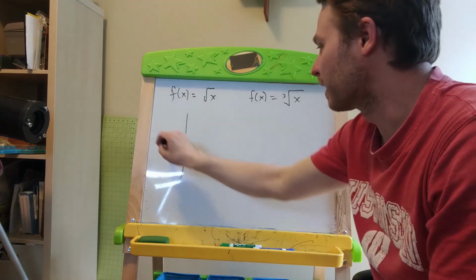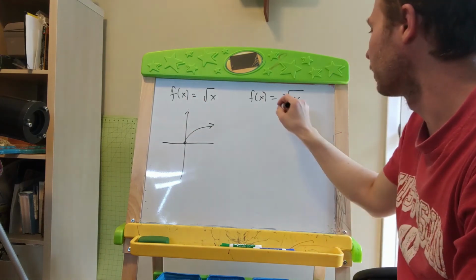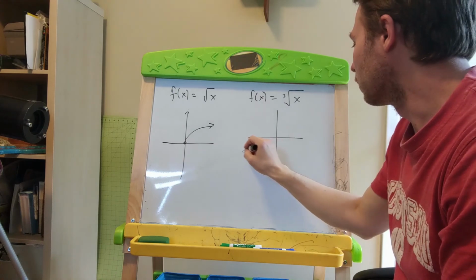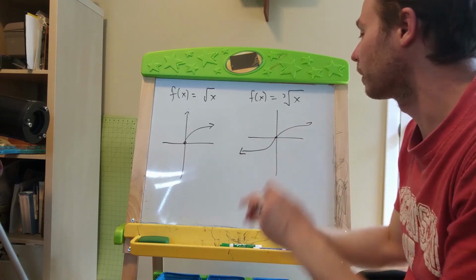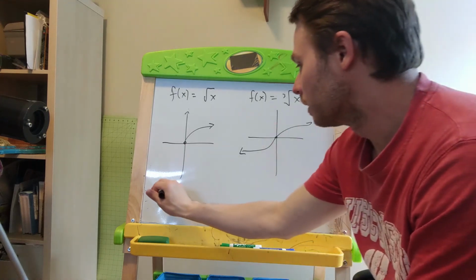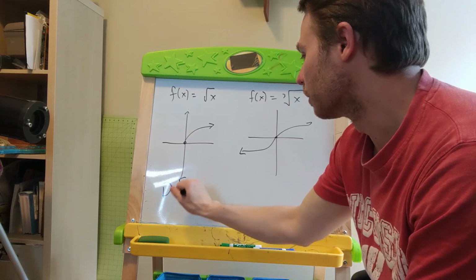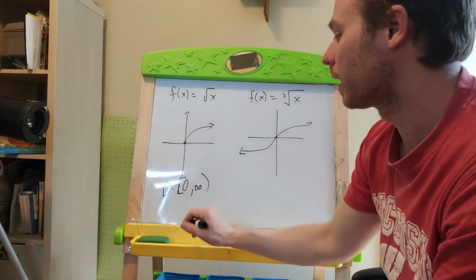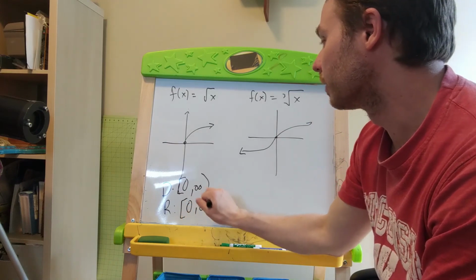And we had a basic idea of the shapes of these graphs. The square root function looks something like that, and then the cube root function looks something like that, going through the origin right there. And we said, for this graph, the domain is only from 0 to infinity, so 0 and then any positive numbers, and then the range was the same, 0 up to infinity.